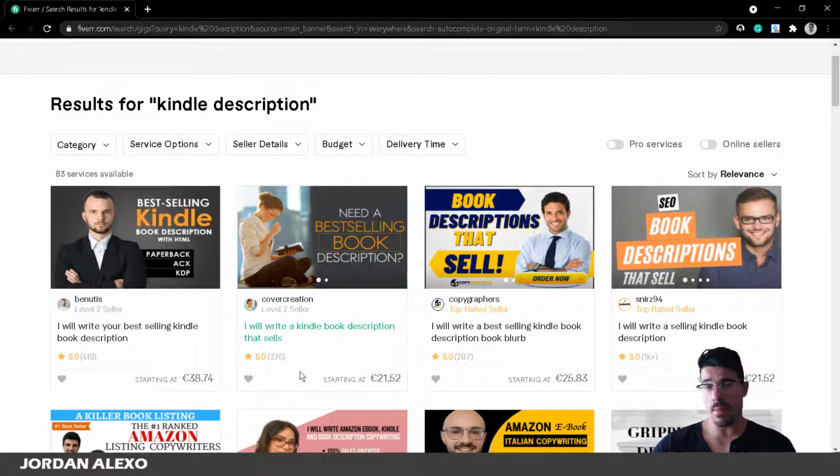What I recommend you do initially is get at least two different people to write a description for your book. This is for the same book, not for separate books. You want two people writing a description for the same book so you can compare both and see which person writes the best description for your book.